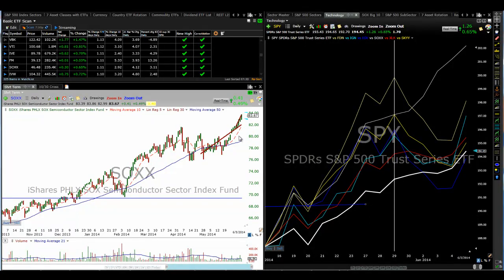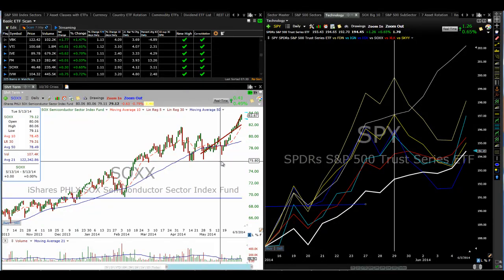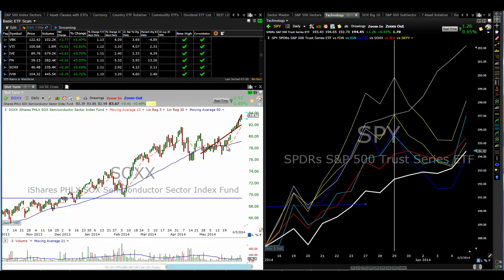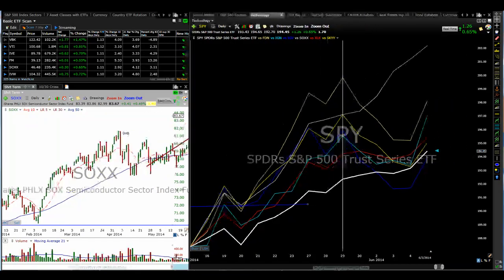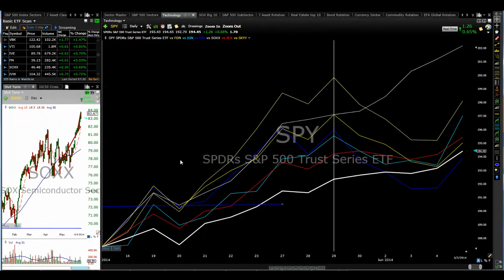But semis, to me, and you could see off of that low on the May 15th low, which is right here, it's only had one negative trading day since May 15th. In other words, the semiconductors have actually traded down one day since May 15th. Otherwise, you can see all the bars are green. And so your regression line is positive. You got an acceleration on the regression line, on a 5-day regression line. But semiconductors have really been, I think, the dynamic component.